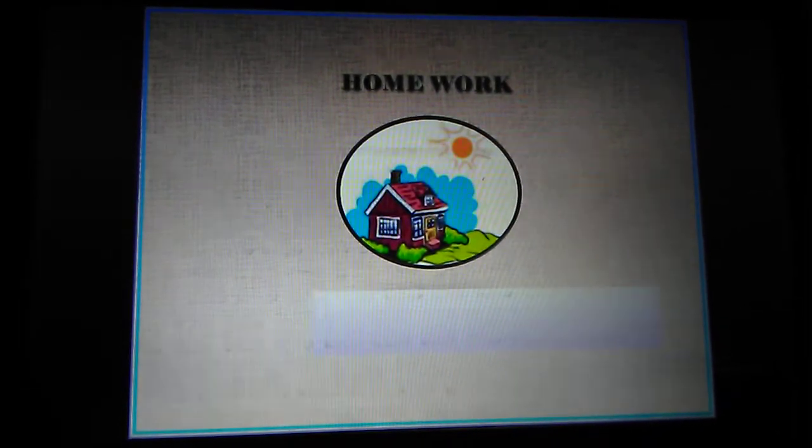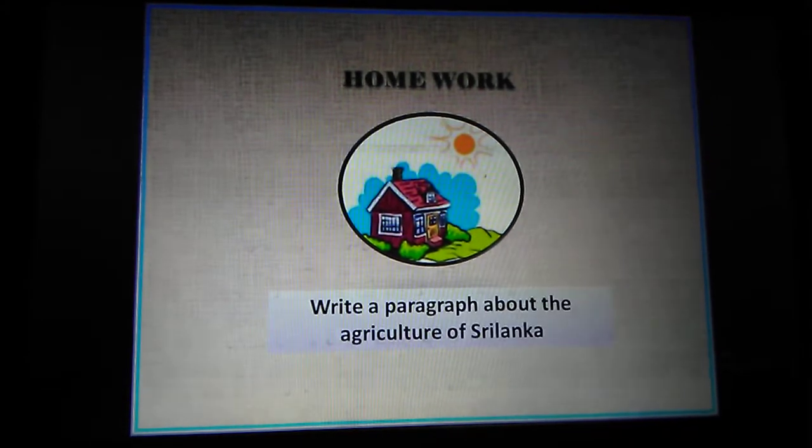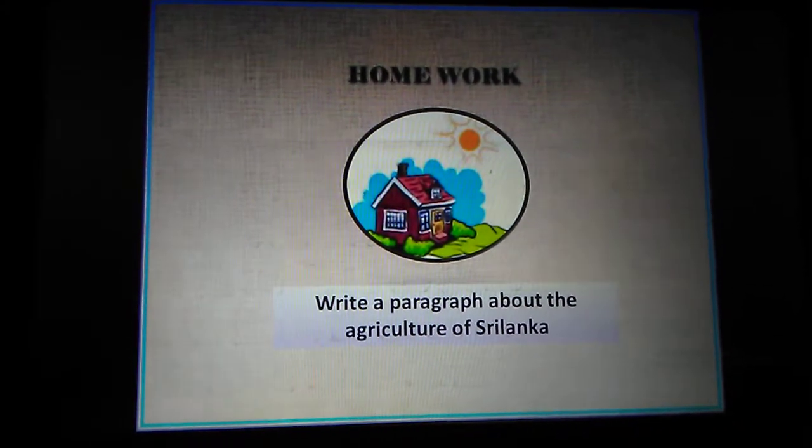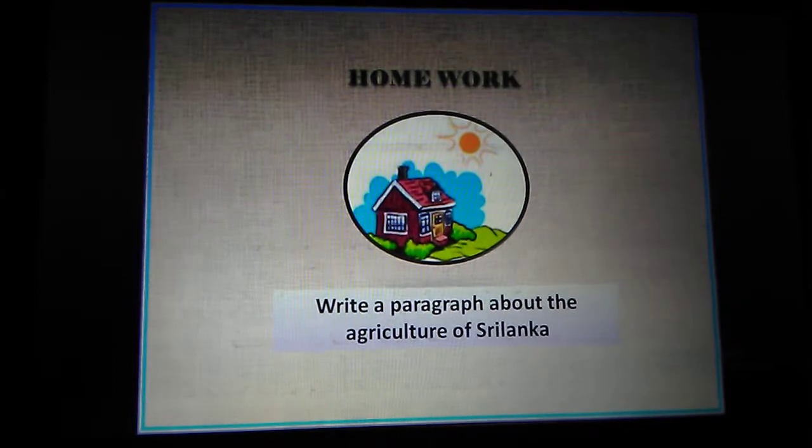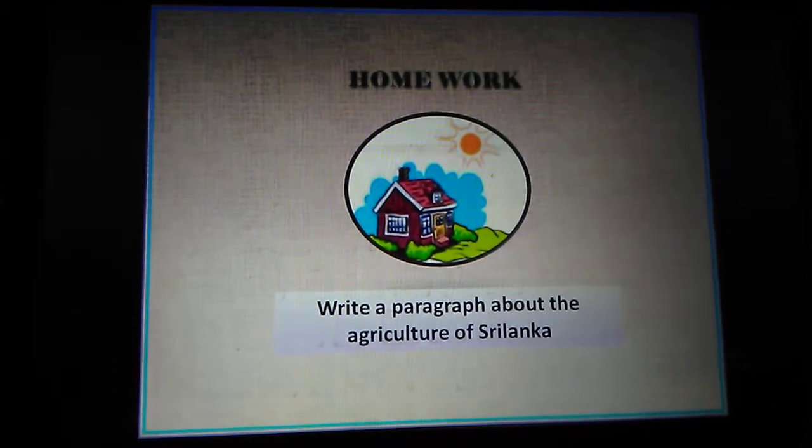Homework. Write a paragraph about the agriculture of Sri Lanka. This is your homework.